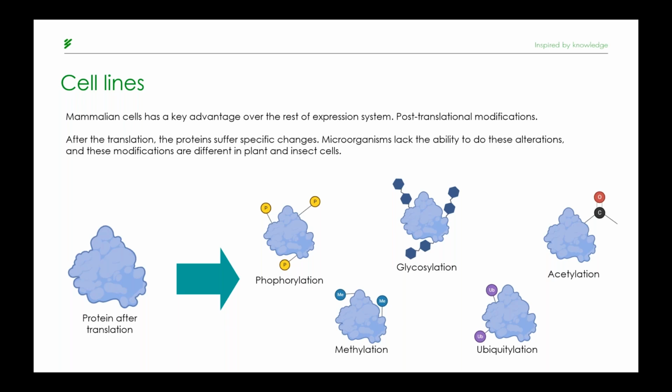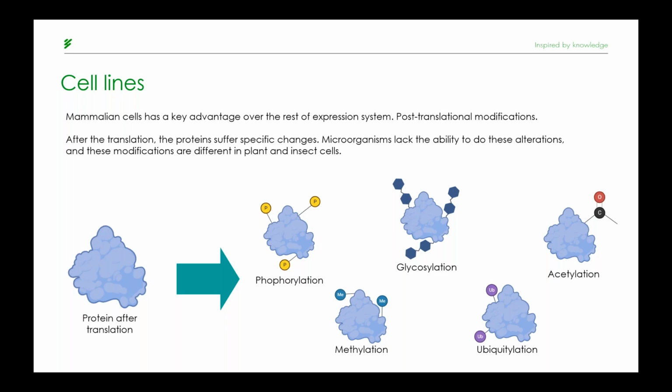Proteins synthesized in mammalian cells, such as human cells, undergo modifications during their biogenesis. These changes can be the ones we can see on the screen: phosphorylation, methylation, glycosylation, ubiquitination, and acetylation. Microorganisms lack the ability to produce these modifications, so the recombinant protein will be inactive in most cases.